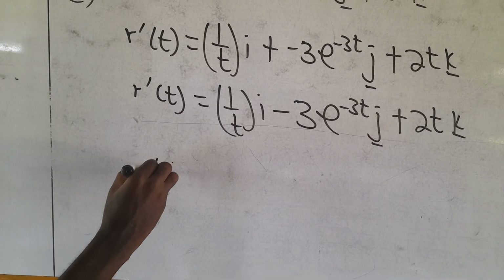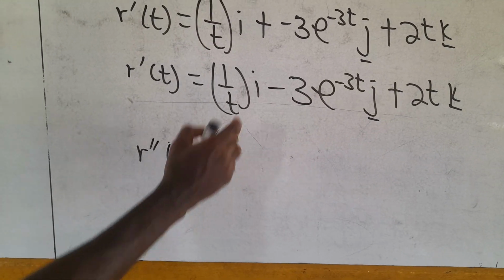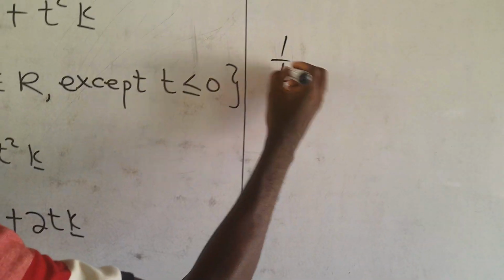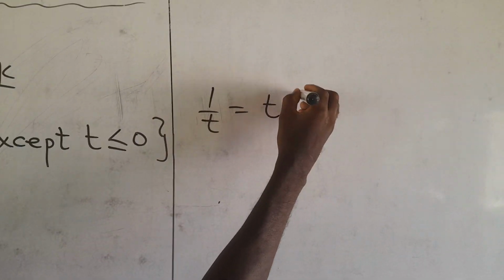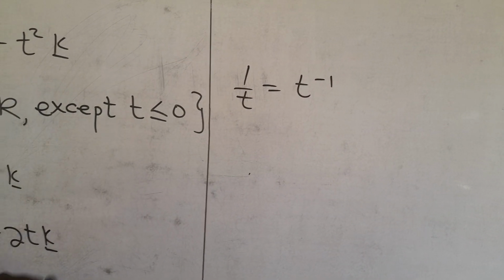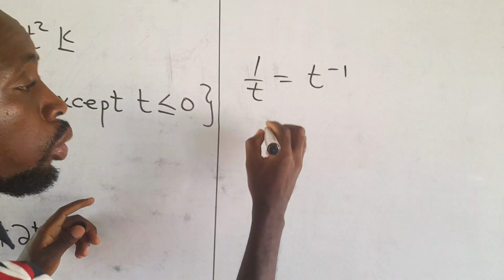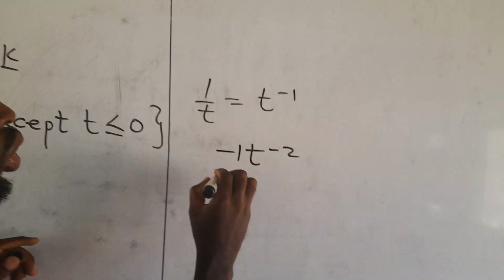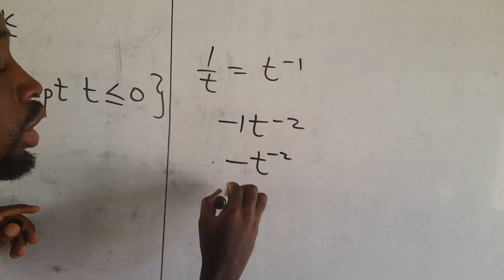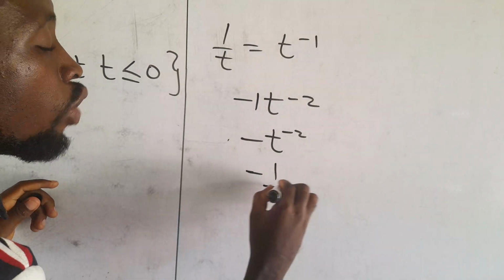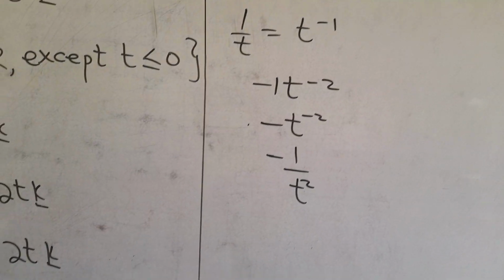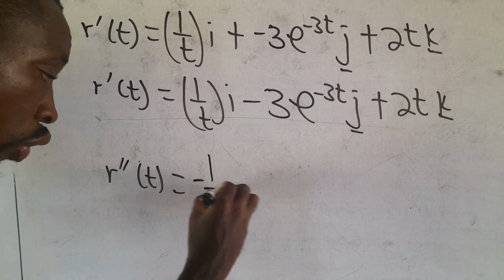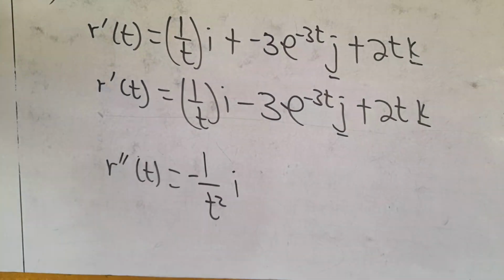Then we need to find our r double prime of t. Now how do we differentiate 1 over t? Remember, 1 over t can be written as t to the negative 1. So we differentiate this using simple differentiation rules. We drop the exponent and subtract 1 from it, we get negative 2. So we get negative t to the negative 2, which can be written as negative 1 over t squared. So the derivative of this becomes negative 1 over t squared in the i direction.